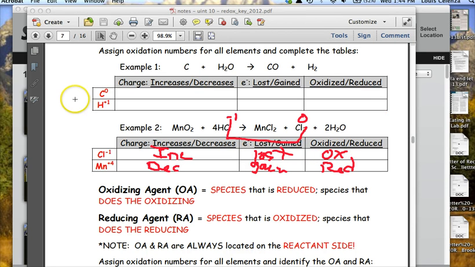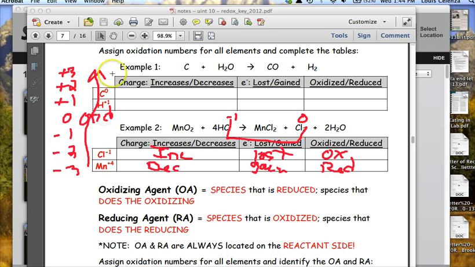And one of the ways, if you get caught up with trying to figure out if it's going up or down, if you remember this, just do a scale like this: +3, +2, +1, 0, -1, -2, -3. If you're going in this direction, that's oxidation. If you're going in the other direction, that's reduction. That might help you out just a little bit.